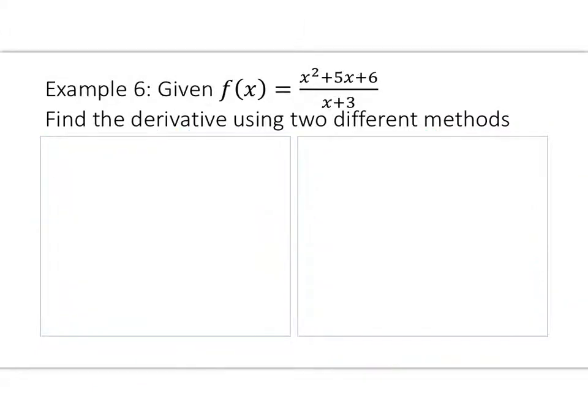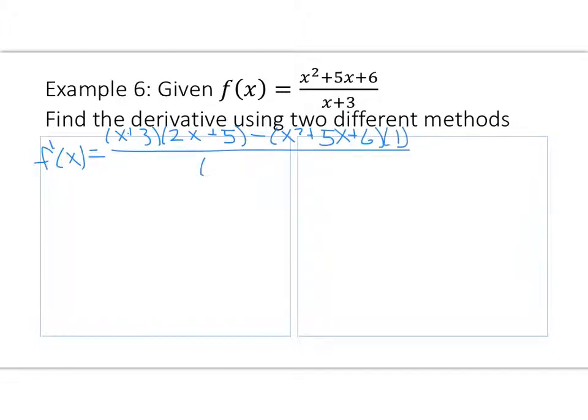Let's try another one. Again, we can use 2 different methods. So the first one, I'm just going to use my quotient rule because I see 2 things being divided. So to get f prime of x, I yodel, so I do low d high, derivative of x squared plus 5x plus 6 is 2x plus 5, minus high, x squared plus 5x plus 6, times the derivative of low, which is 1, all over x plus 3 squared.